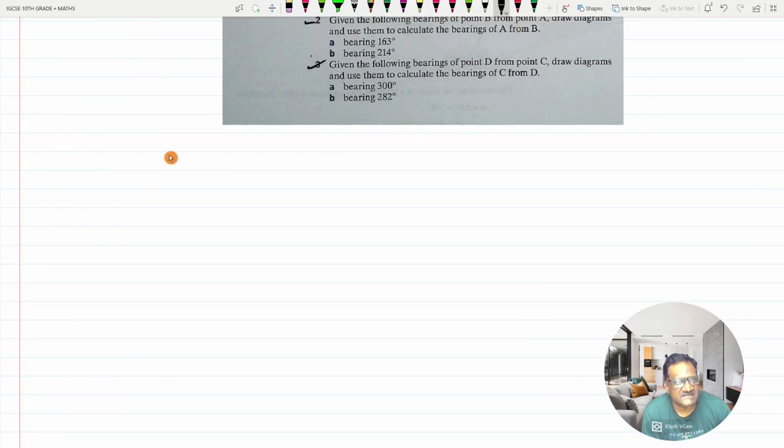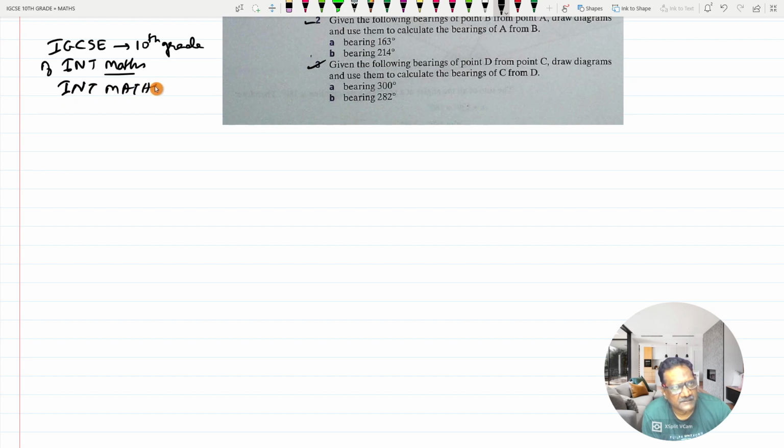Now let me tell you, this is for the IGCSE 10th grade students of international mathematics. And this particular question I have picked up from a book called International Maths by Hodder's publication. Okay, now this is the book from which I have taken this particular question. So question number 2 and question number 3.